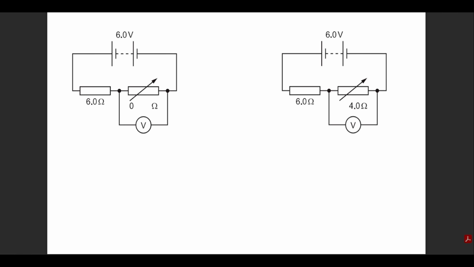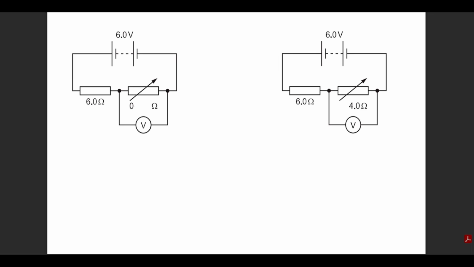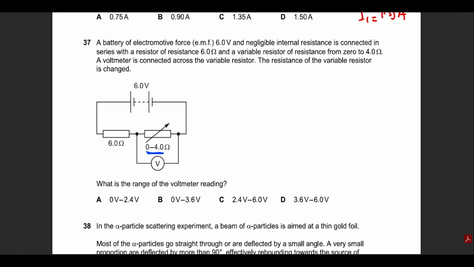You see, since it is a variable resistor, it means it can change its resistance from 0 and go up to 4 ohms. That's given in the question. I would suggest that since it is 0, when the voltage of a component is 0, the voltmeter will read 0, no energy consumption. And when it is 4, you can simply use potential divider, which is 4 divided by total resistance, which is 4 plus 6, multiplied by the EMF share, which is 6. This is going to come out as 2.